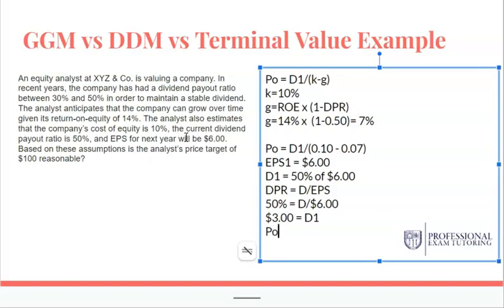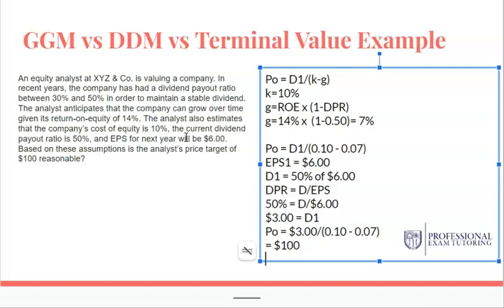So let's do that now. We get D1 being $3. Divide that by 7%. And this ultimately spits out $100. So you can see that $100 is the price today. And remember, this is not our final price.